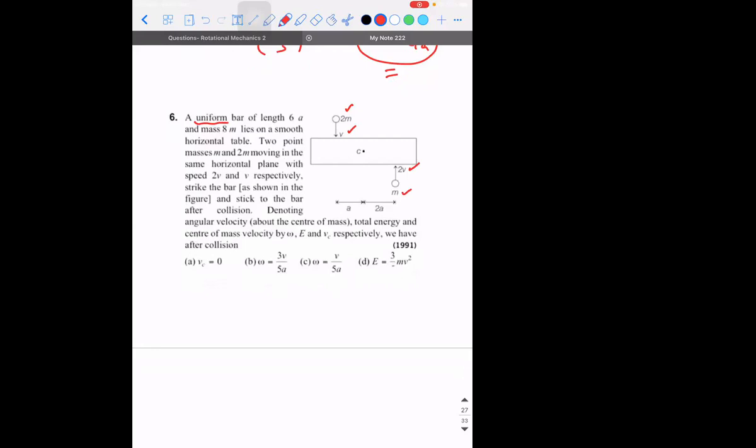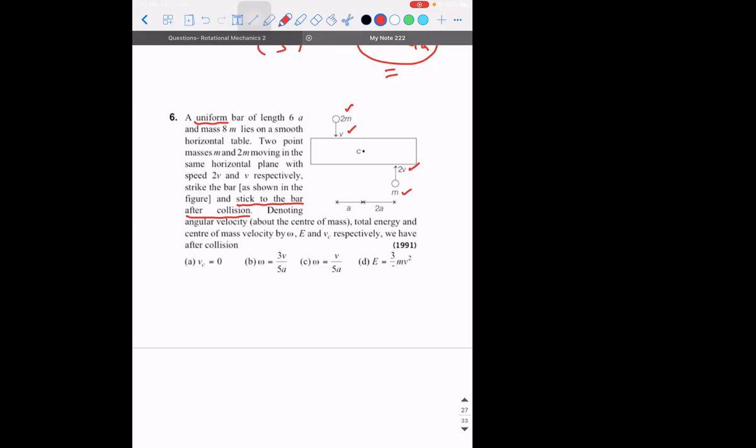They told one important word. They stick to the bar after collision. So what does it mean? Perfectly inelastic collision. They stick to the bar, no. It is perfectly inelastic collision.